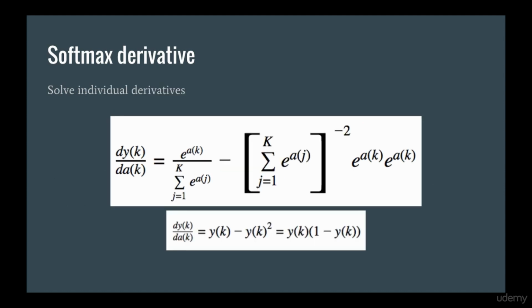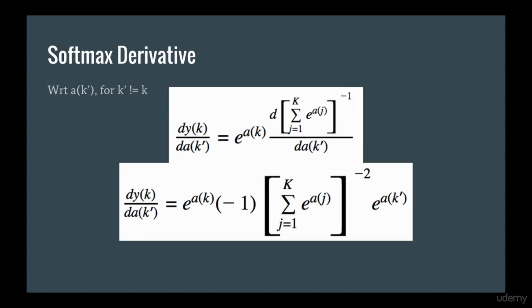After calculating the individual derivatives, we get this. And we can see that this is equal to yk minus yk squared. Next, let's take the derivative with respect to ak prime, where k prime is not equal to k. We see that we only need to take the derivative with respect to the bottom term because the top term is constant with respect to ak prime.